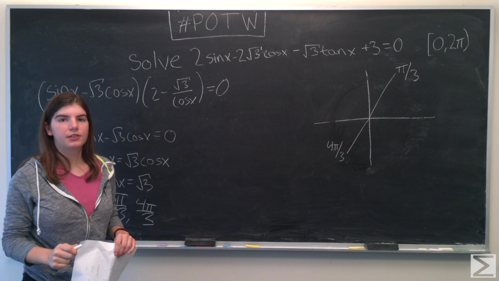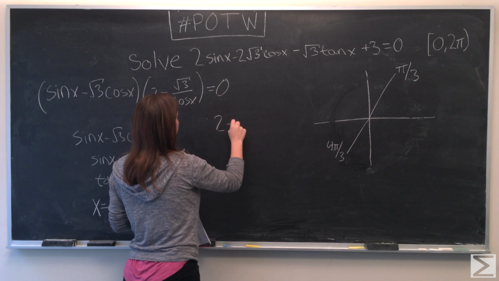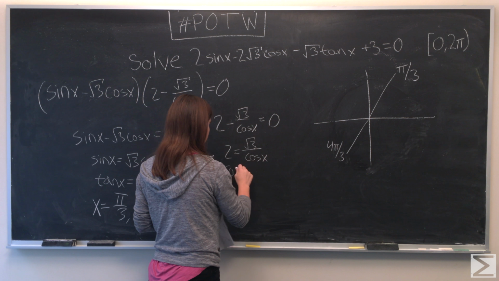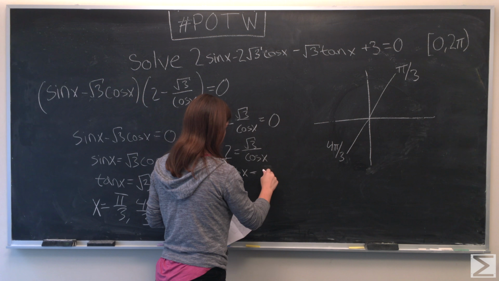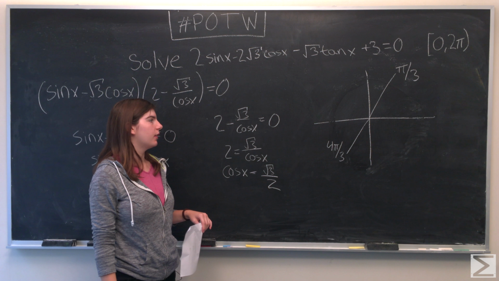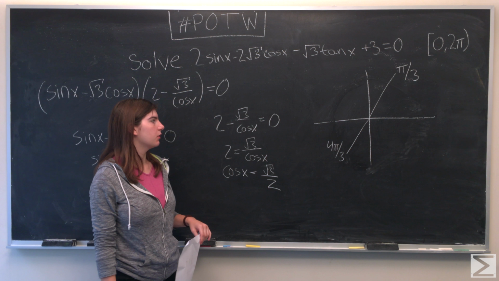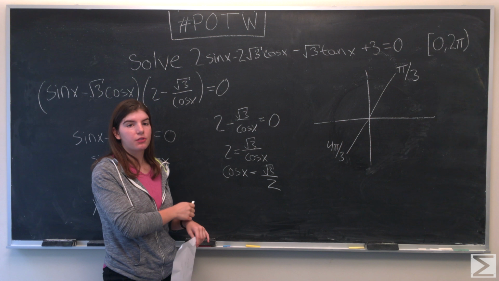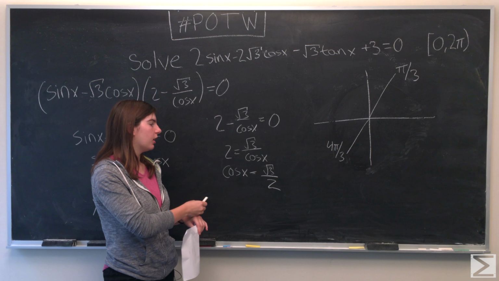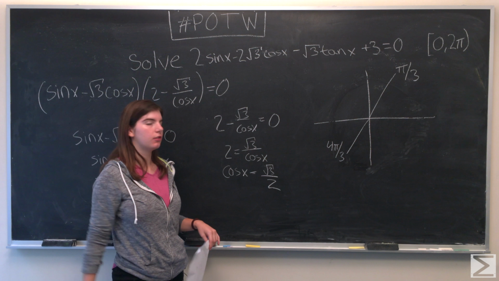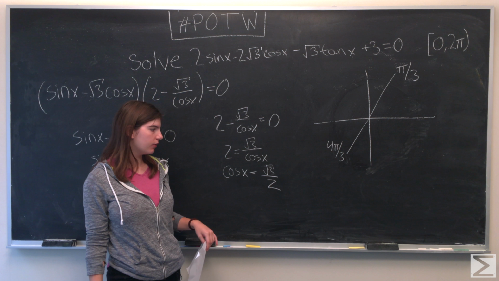Now we want to look at our second factor. So we have 2 minus the square root of 3 over cosine of x equal to 0. Add square root of 3 over cosine of x to both sides. Then multiply both sides by cosine of x, and then divide both sides by 2. And we have cosine of x is equal to the square root of 3 over 2.